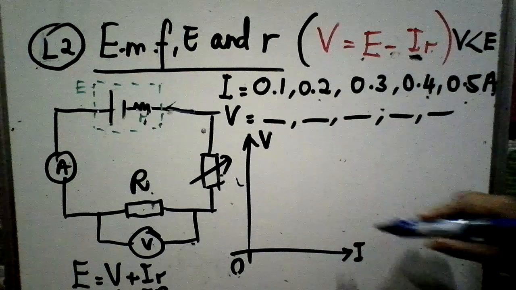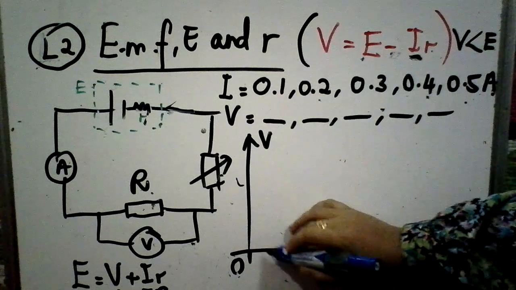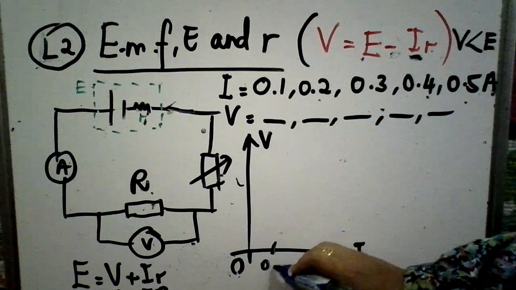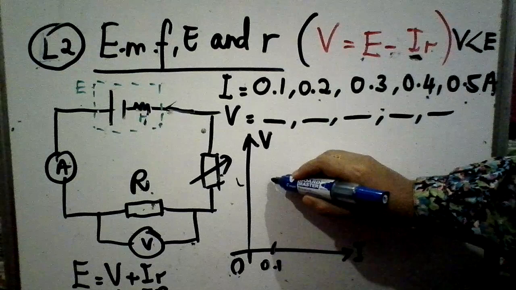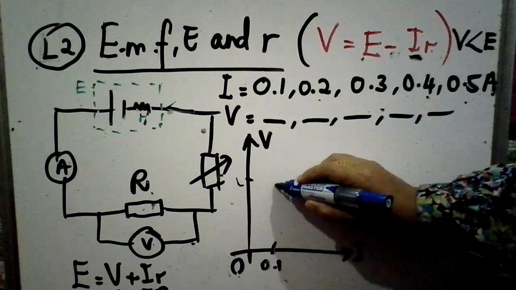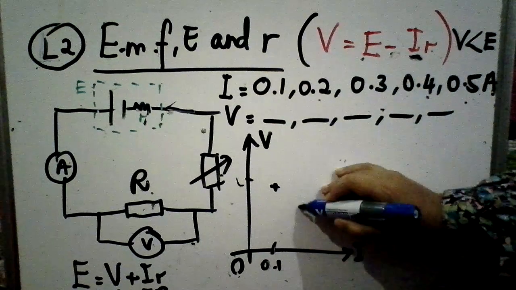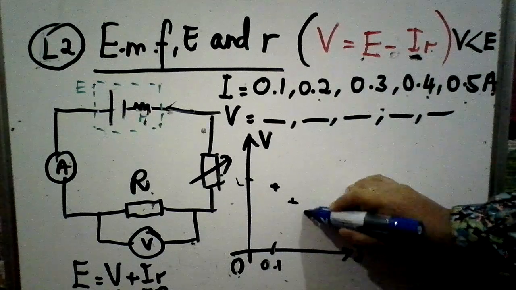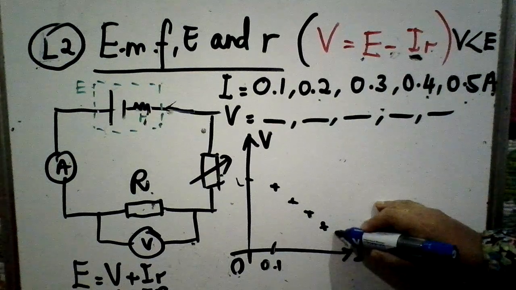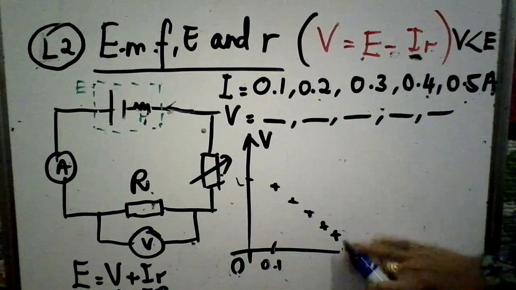Then we plot a graph of V against I. So the first one, let's say 0.1 is here. The value is quite high, so it should be here. So we put the first point there. Then continue, transfer all the 5 points. Let's say the arrangement of the points is like that.